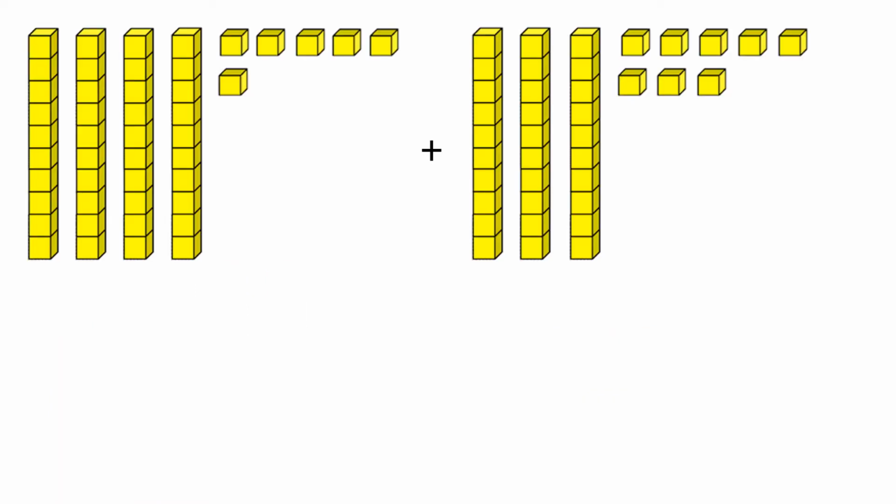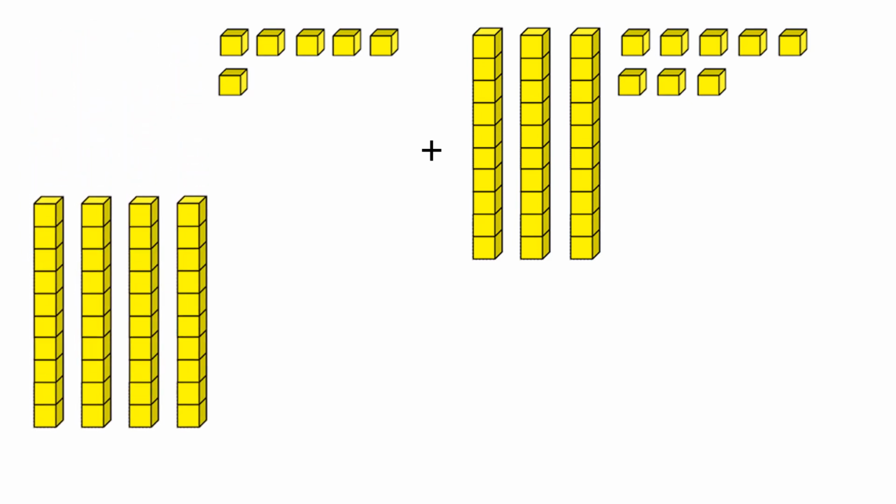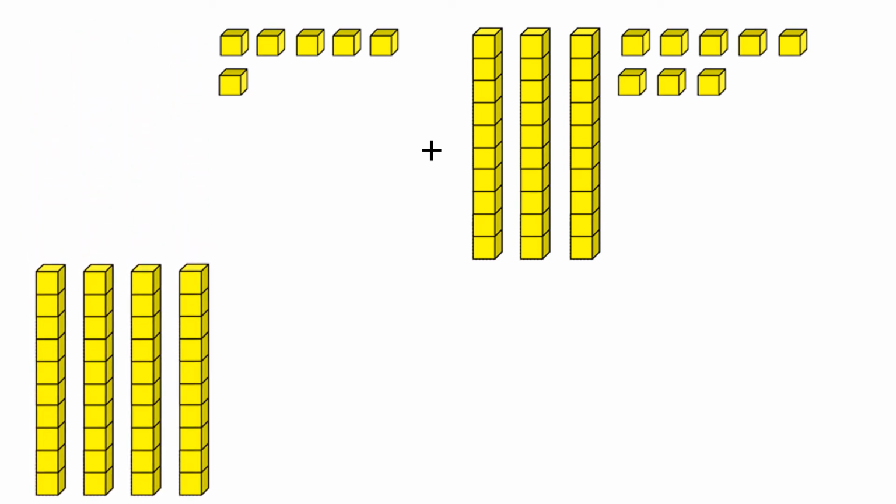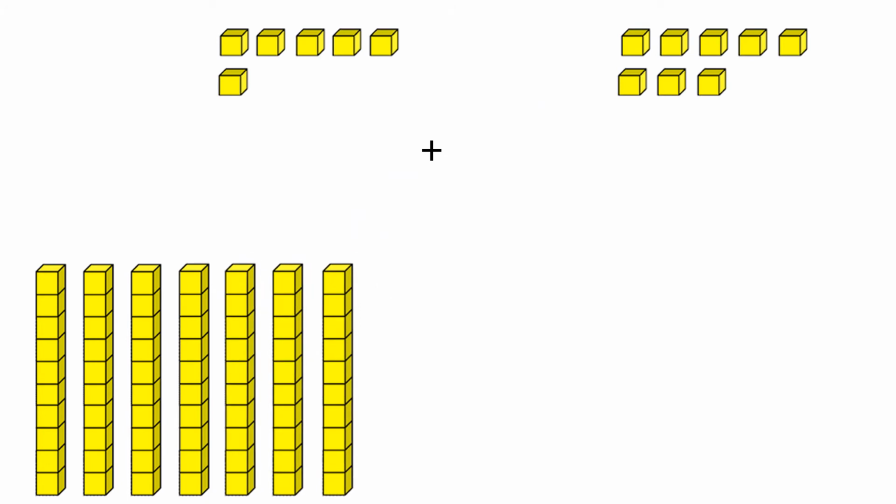Let's do another example. So I have 46, add 38. What's my first step? You're right, my first step is to add the tens. So I have 4 tens, or 40, add 3 tens, or 30, and altogether that makes 70, or 7 tens, 70. Now I need to move my ones and add my ones together.